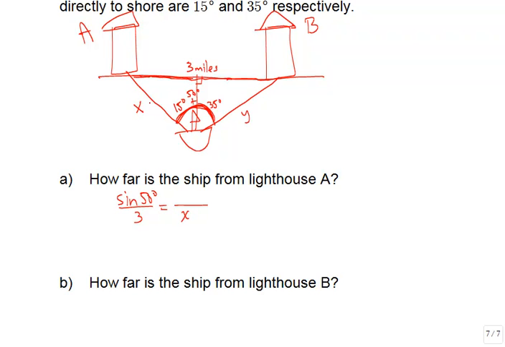So what angle is it opposite? It's opposite this one over here. So how do I figure out what that little angle is? Well, it's the acute angle in this right triangle. And if I know that this piece is 35, then that forces this angle to be 55. So I can use sine of 55 over x in my law of sines. So here's my proportion that I need to solve.